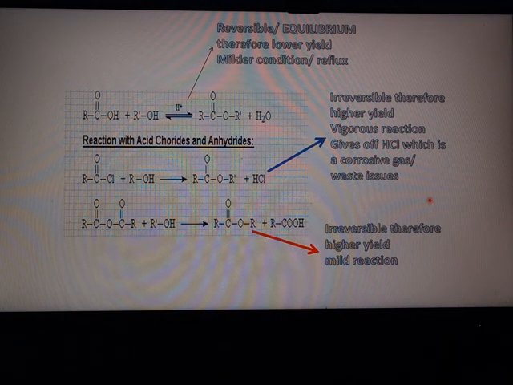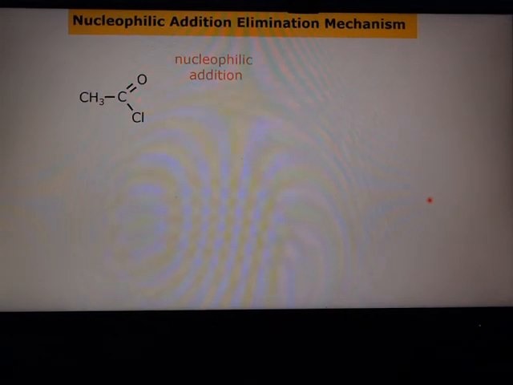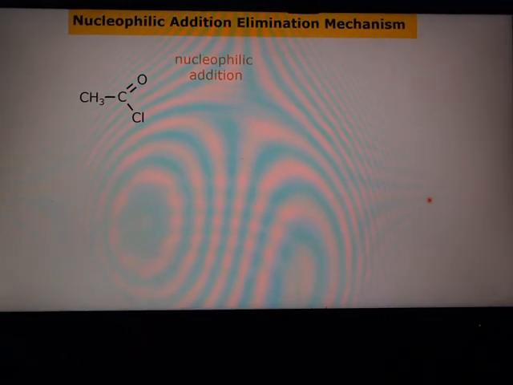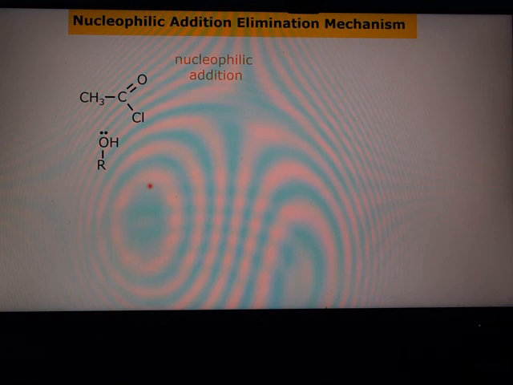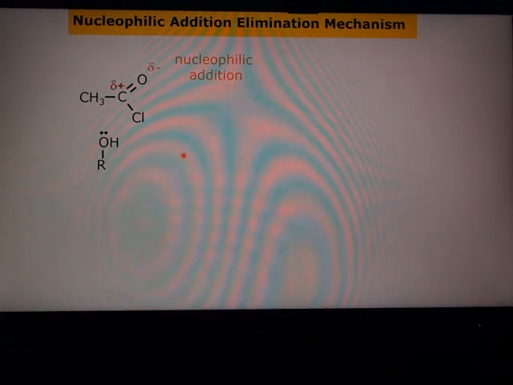The mechanism for esterification is nucleophilic addition elimination. So here I have got an acyl chloride, but it could be a carboxylic acid or it could be acid anhydride. It's the same mechanism. Okay, so the idea is that the alcohol acts as a nucleophile because the alcohol has got a lone pair of electrons on its oxygen atom, and it's going to attack the carbonyl group. So that's the carbonyl group. C double bond O is called a carbonyl group. Because it's a polar bond like that.